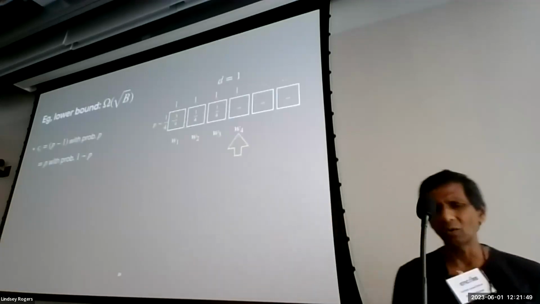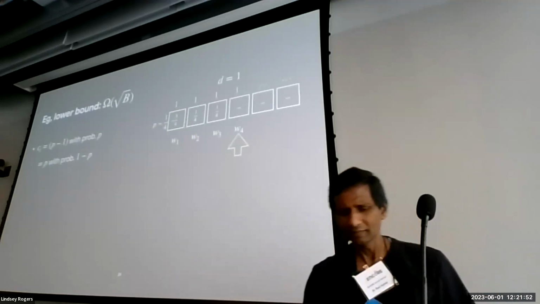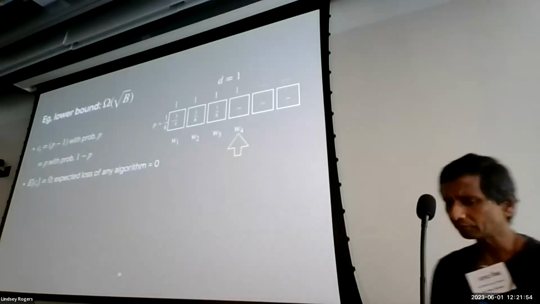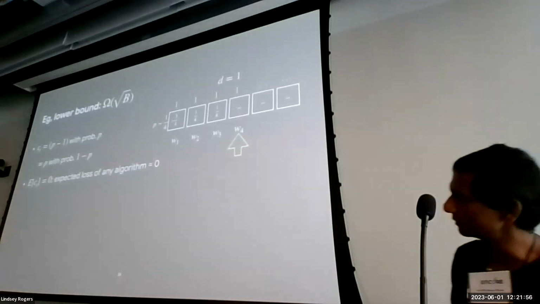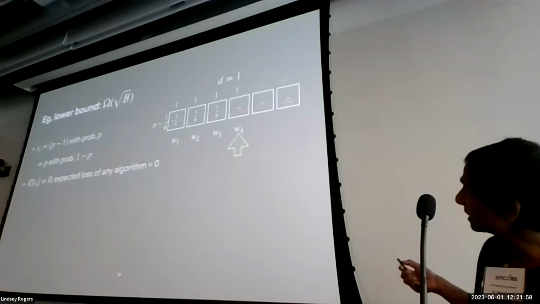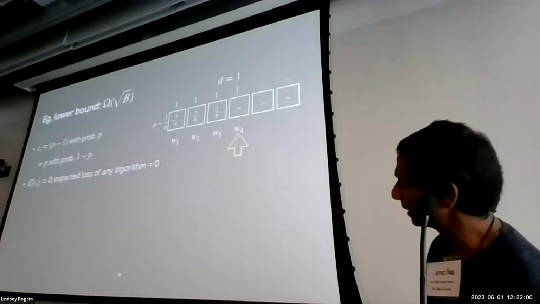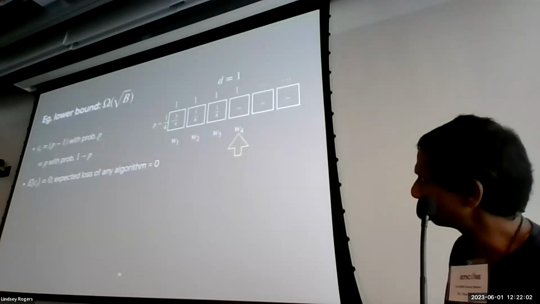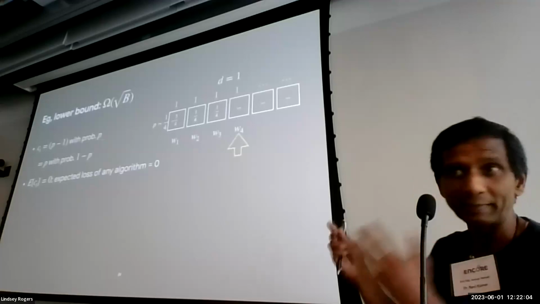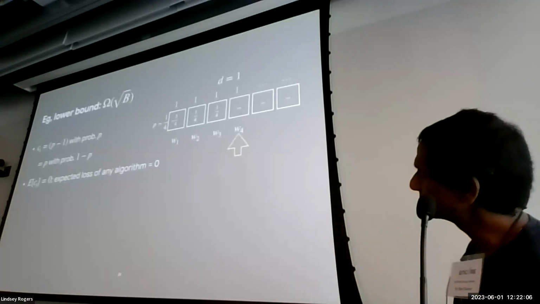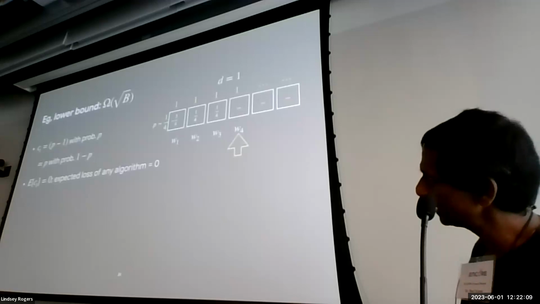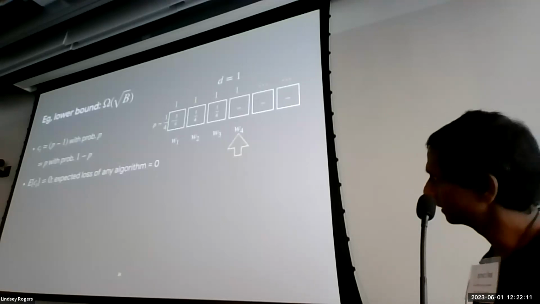Just to give you an idea, what does a lower bound here look like? It's very simple. You create some kind of a random instance with the right expectation. It's a one-dimensional instance. So basically, at every time step with probability p, the cost is p minus 1, and with the remaining probability 1 minus p, it's just p. So the expectation is 0.